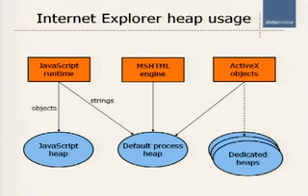The ActiveX objects, most of them use the default process heap. There are some that would use dedicated heaps, but in the exploits that I've had to develop, the default process heap was the only one that I really had to be concerned with.